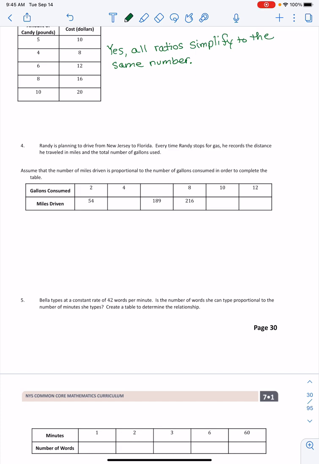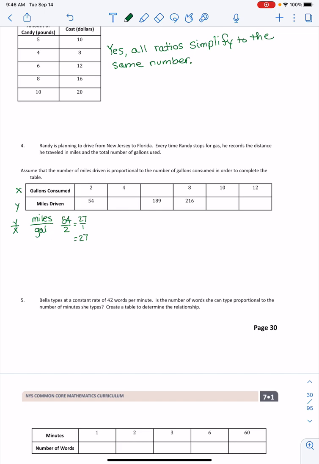So we know that it's proportional. We just have to make sure that we find the unit rate so that we can finish this table. So to find the unit rate, first of all, we have to label our x and y. Now we have y over x, and in this case, we have miles over gallons. So we have 54 over 2, which is going to equal 27 over 1, or 27, which we get 27 miles to the gallon.